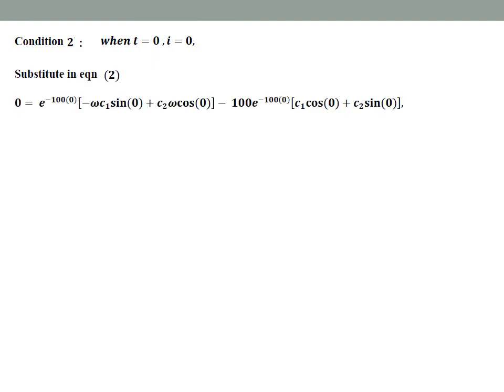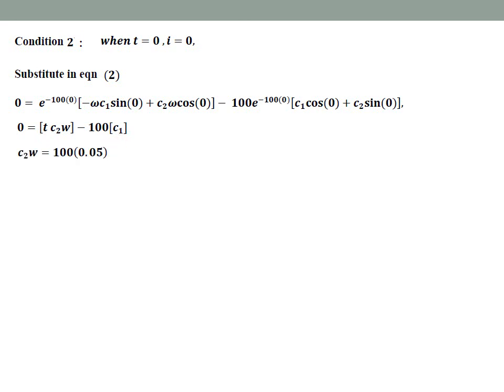So time t is also 0 and I is also 0. Wherever t is there, you go on taking 0. So see what you will get. Here this was just by a mistake, I am sorry. Okay, sin 0 is 0, cos 0 is 1, so C2 into omega will remain here, minus 100 into e power 0 is 1, cos 0 is 1, minus 100 C1 will remain.